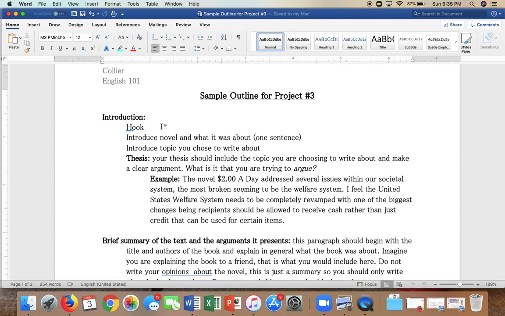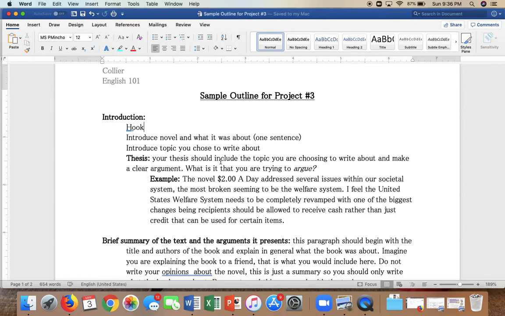Then in that paragraph, you're going to introduce the novel with the title and both authors, and in one sentence, what it was about. You will introduce the topic that you chose to write about, maybe give a few sentences of background on that. And then you need to develop your thesis. And your thesis should be at the end of your introduction paragraph. It should be your last sentence.